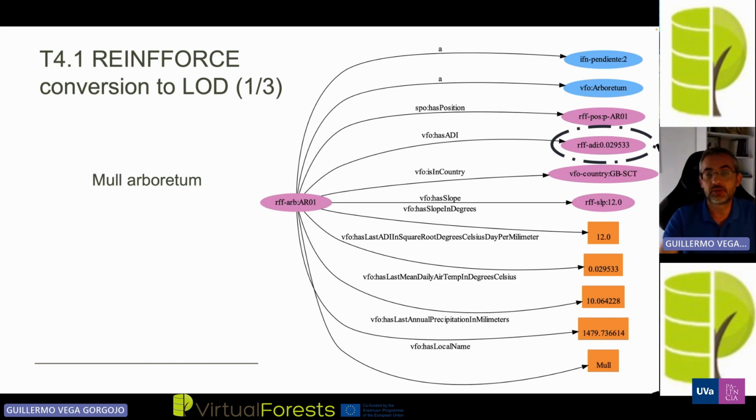With that, we were able to convert the data, and this is just a specific case of one of the 38 sites of the Rainforest dataset, the one in Mull in Scotland. So there is different information, like it is in Scotland, the slope of this arboretum, things like the climate data and so on.